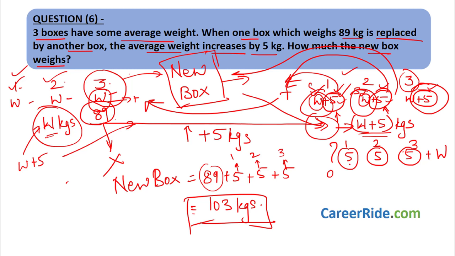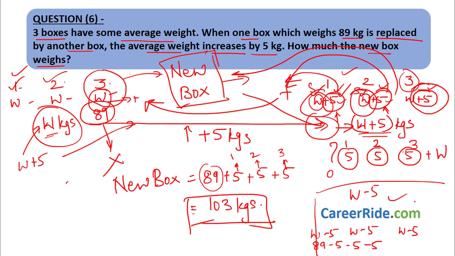Now, if they say that the average weight decreases by 5 kg, then instead of W plus 5, it would be W minus 5, and each of the boxes will have weight W minus 5, W minus 5 and W minus 5. And the box which is getting replaced, say if it is of 89 kg, then what would be the weight of the new box? It would be 89 minus 5, minus 5 and minus 5, right? But here it is increasing, so we need not consider this. This is only for information, or in case something is asked regarding the weight decrease.